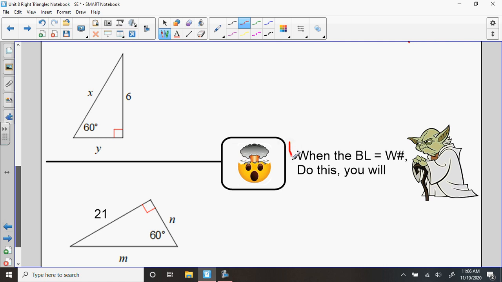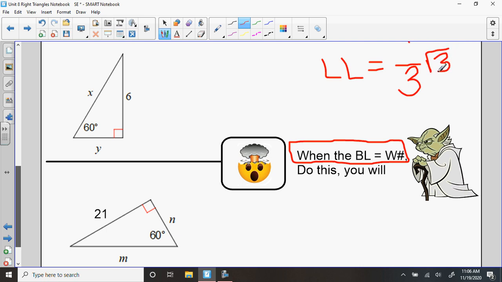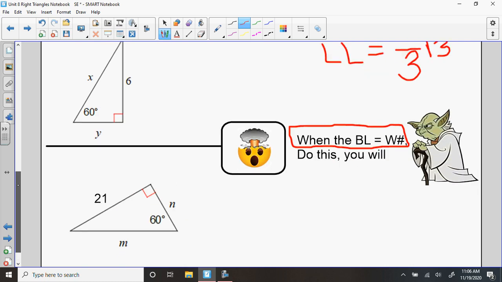And it's right here. When the big leg is a whole number, Yoda says, do this, you will. When the big leg is a whole number, your formula to get the little leg is to divide it by 3 now, because the 30, 60, 90 is divisible by 3, and give it a radical 3. That is what you do when you're given a whole number as a big leg.